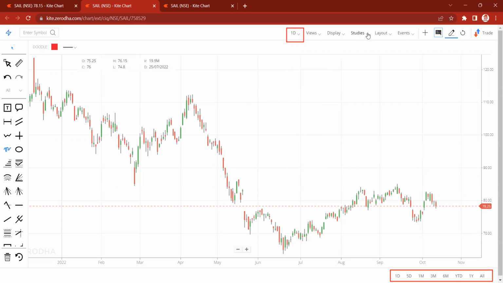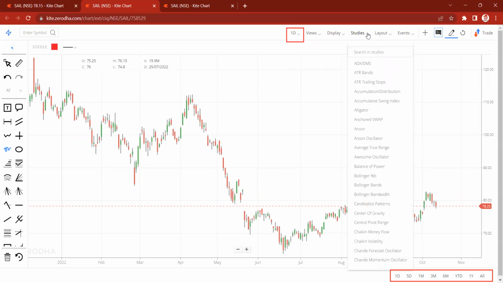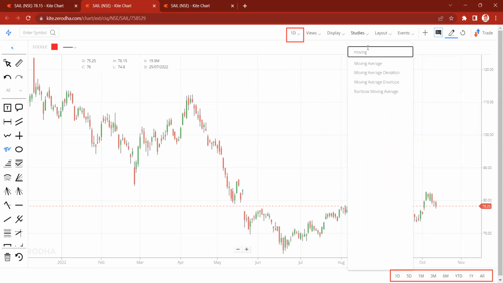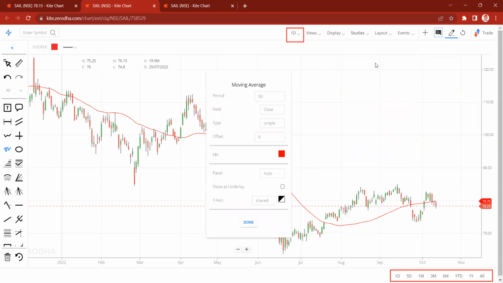Then after that, we need to go to the studies graph. Whatever brokerage you use, Zerodha, Upstox, whichever country's brokerage you use, it is available. Moving average is available. So go to studies, search moving average, whether Zerodha, Groww, 5 Paisa, or any brokerage, the graph is available, moving average is available. Click the moving average. When you click it, we get this type of chart here.